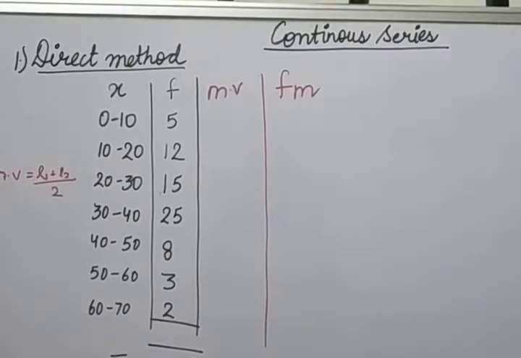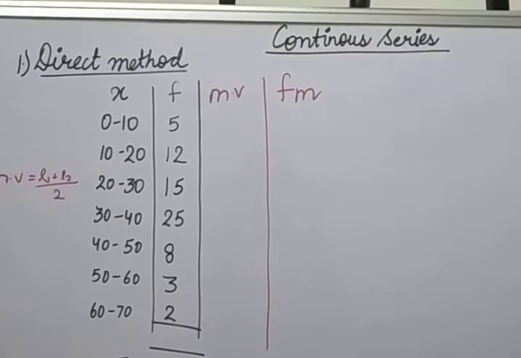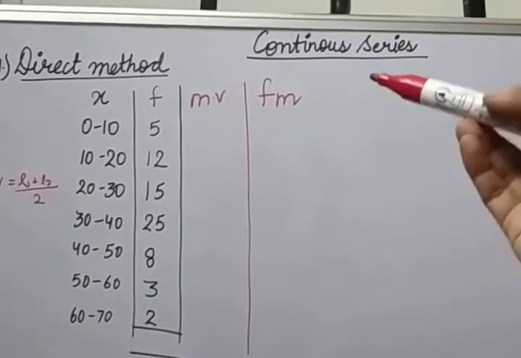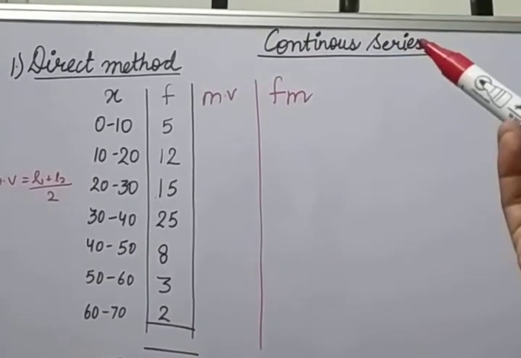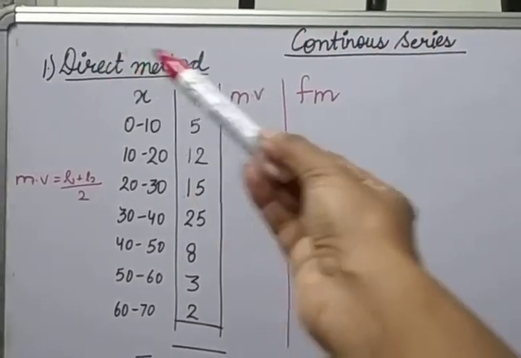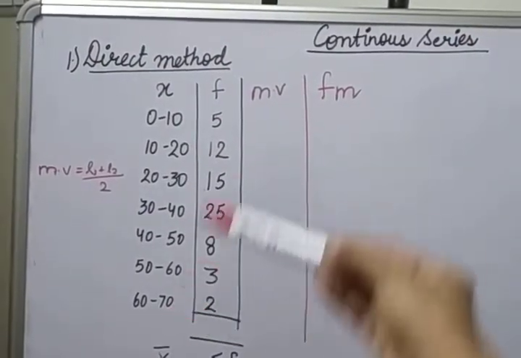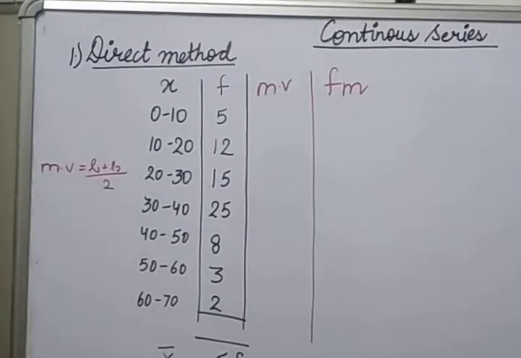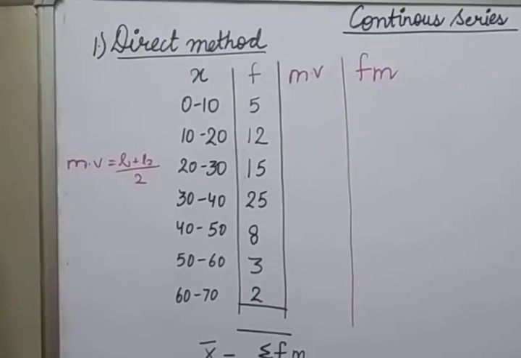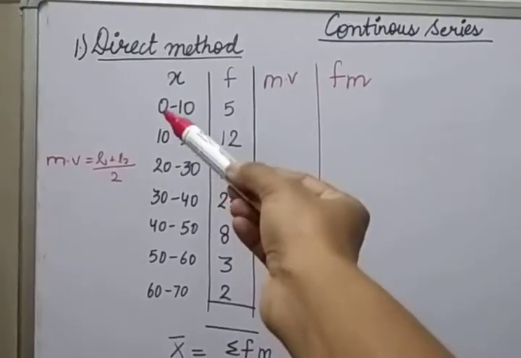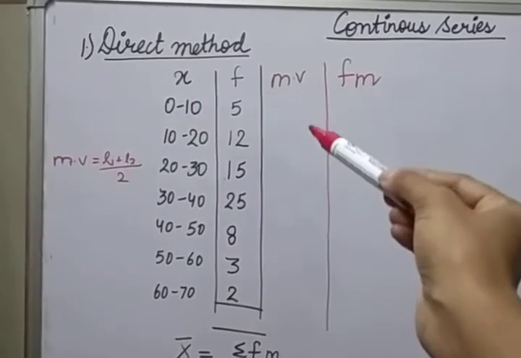Good morning, students. Today we will start arithmetic mean in the continuous series. Again we are going to use three methods. First, we will use the direct method, in continuous series where the class interval is given and the frequencies are given to us. The first step in the continuous series is to convert these class intervals into the mid value.